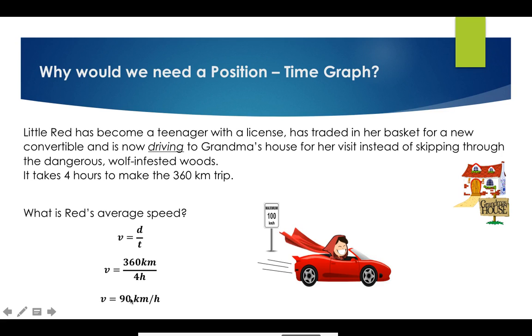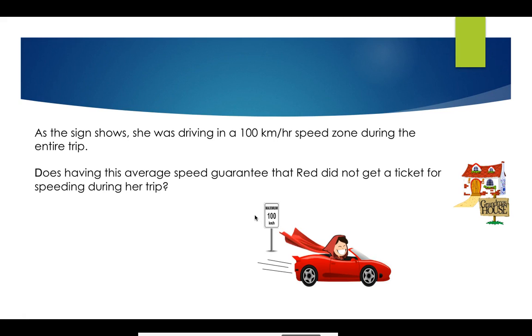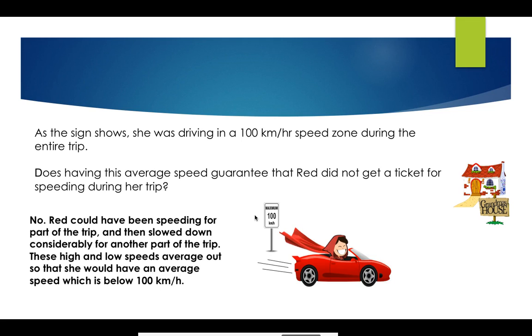Now this is where the distance-time graph comes in. The sign over here, if you noticed, says that Red is driving in a 100 kilometer per hour speed zone during the entire trip. Does having this average speed guarantee that Red did not get a ticket for speeding during her trip? I want you to think about that. Our average speed was 90, but does that mean that she was always driving 90 during the entire road trip? If you said no, you're correct.